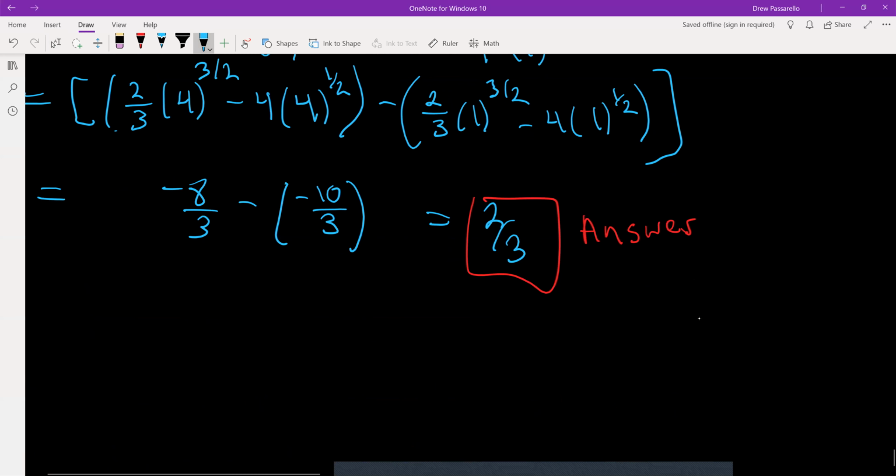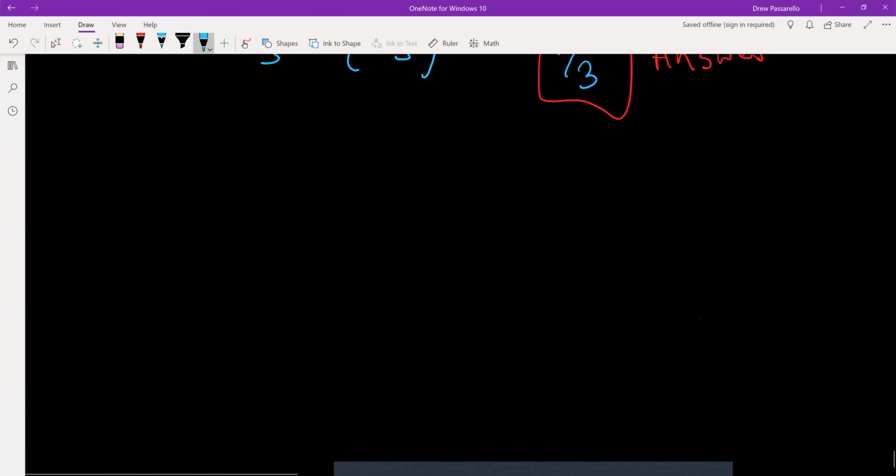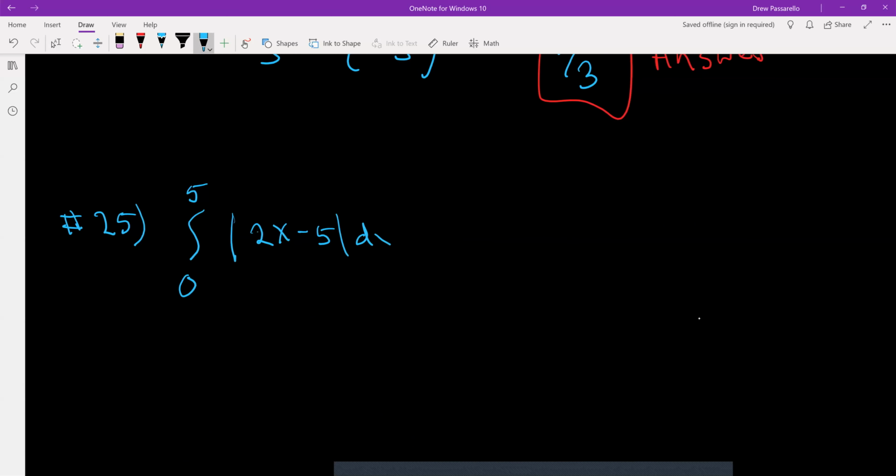All right, so this next one is going to be number 25. This is the last example for this video. We're integrating from 0 to 5 the absolute value of 2x minus 5 dx. For integrating this, it's going to be a little bit more complicated because we have an absolute value sign.